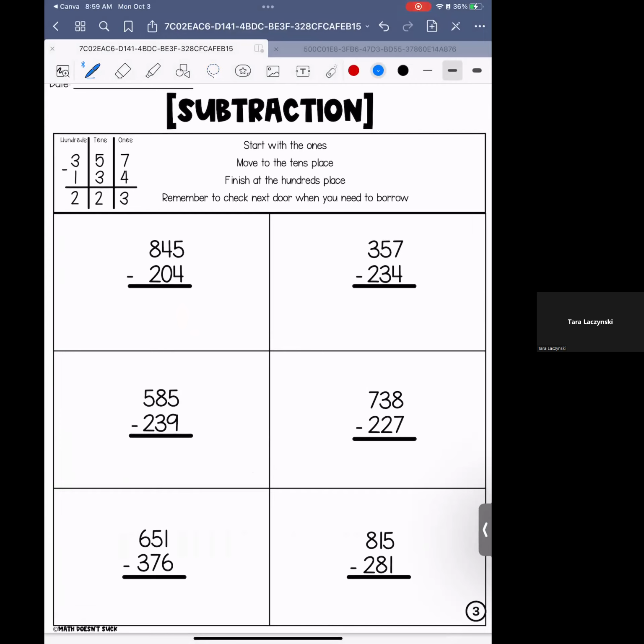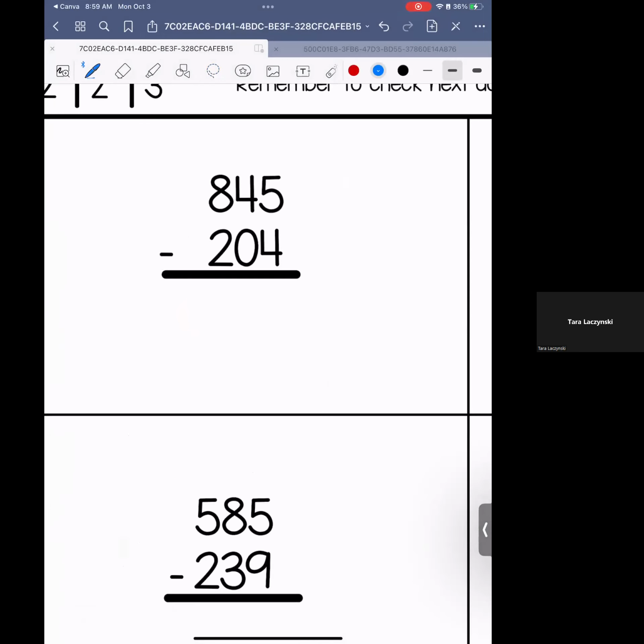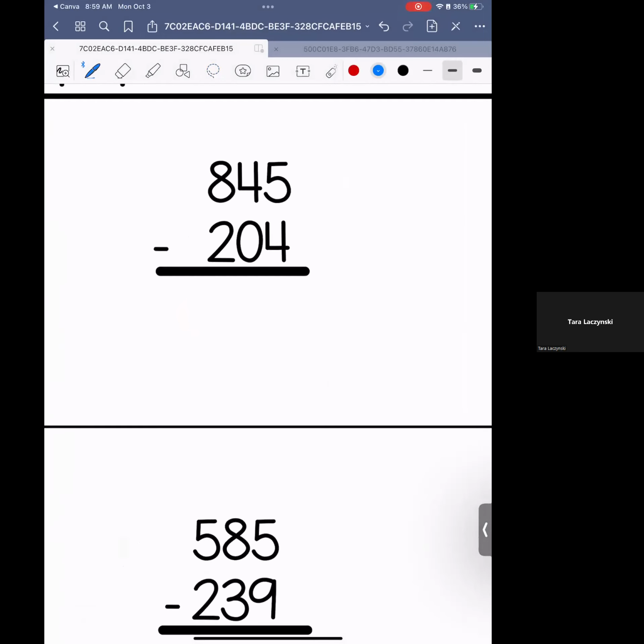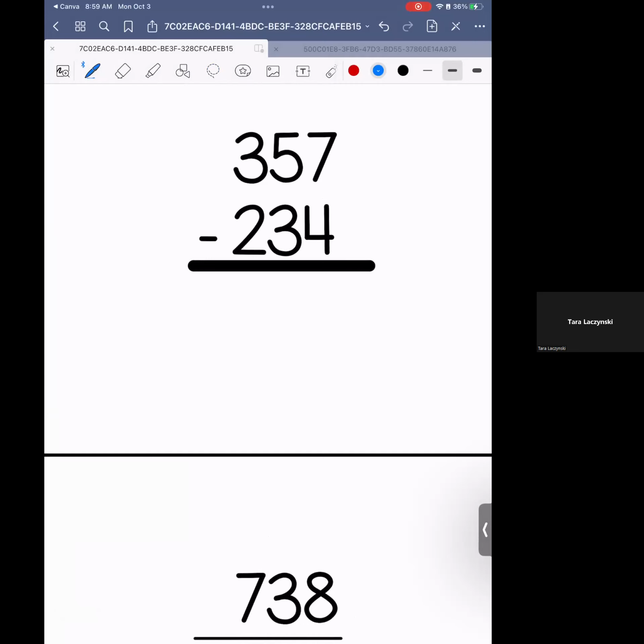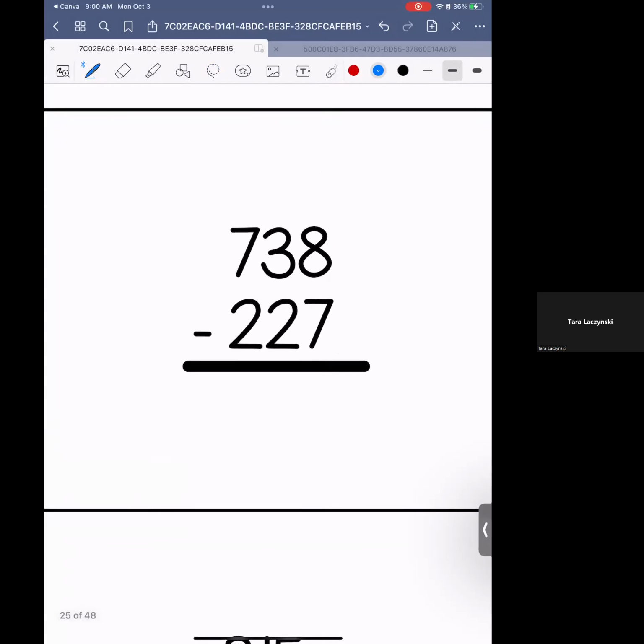Page number 3 of our homework this week. 845 take away 204. Let's jump in. 5 take away 4 is 1. 4 take away 0 is 4. 8 take away 2 is 6. 641. 357 take away 234. 7 take away 4 is 3. 5 take away 3 is 2. 3 take away 2 is 1. 123.